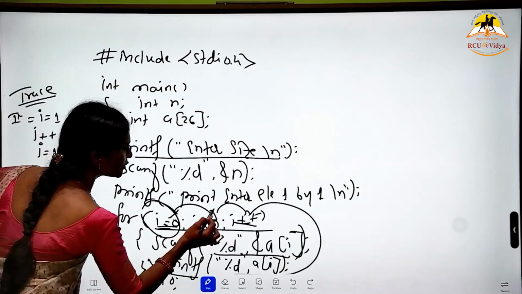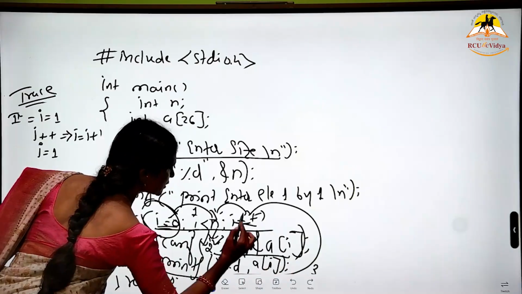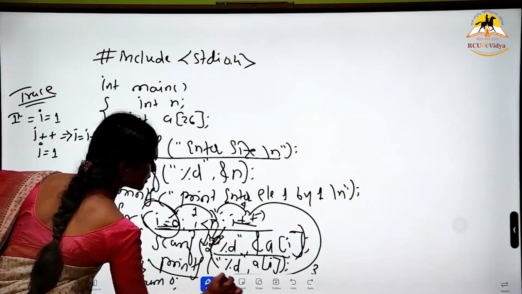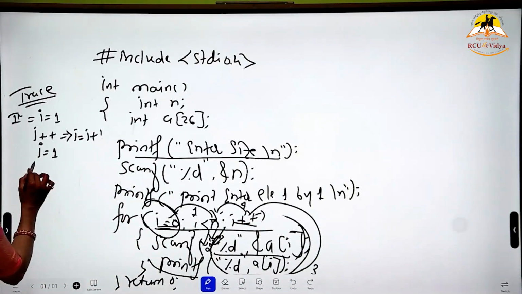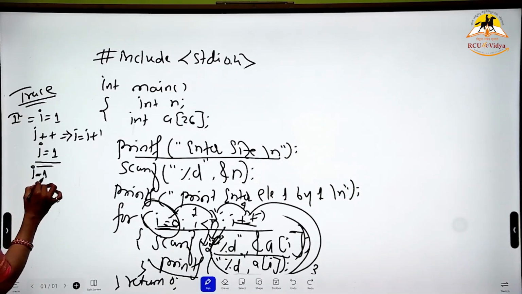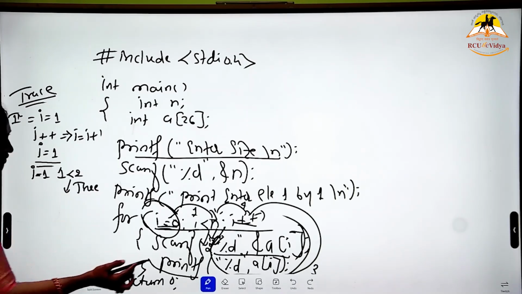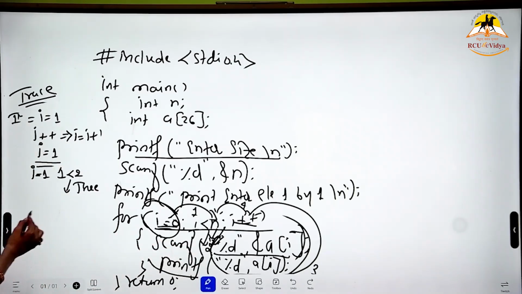Once it is executed, this is the first step, this is the second step, this is the third step, this is the fourth step, and this is the repetition. I equal to 1 now, it will check now. I is equal to 1 is less than 2. It is true. Once it is true, then again it will ask for the value.